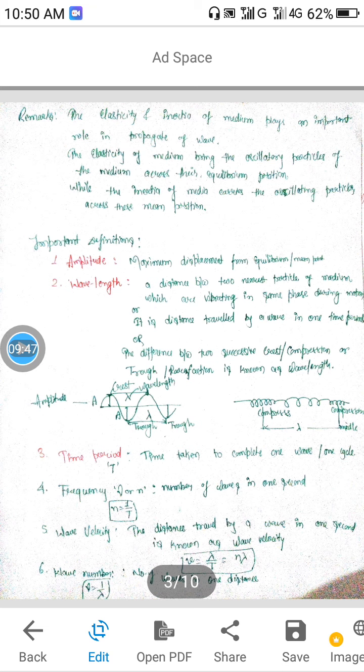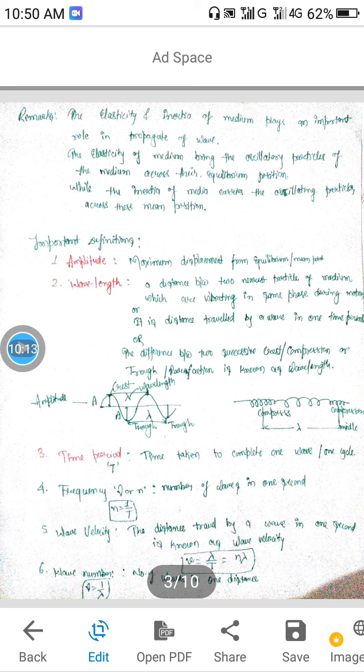Remember, there is a very small difference between the equilibrium position and the mean position. Generally they coincide, but sometimes they are different in internal materials, in the internal medium. Okay, you understood? So let's see some important definitions of terms about waves.